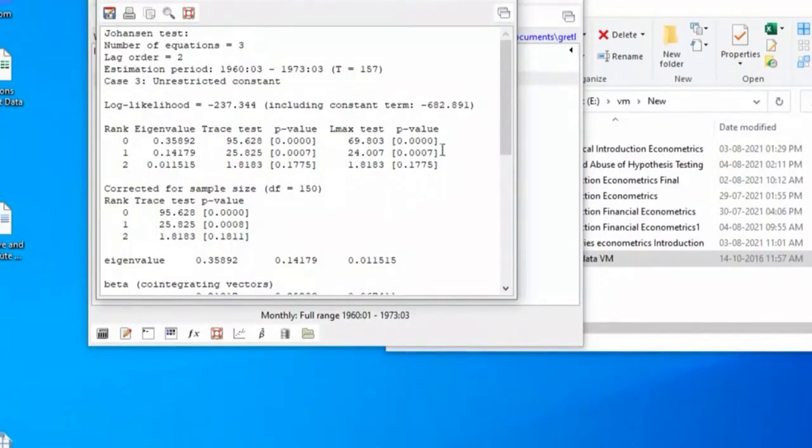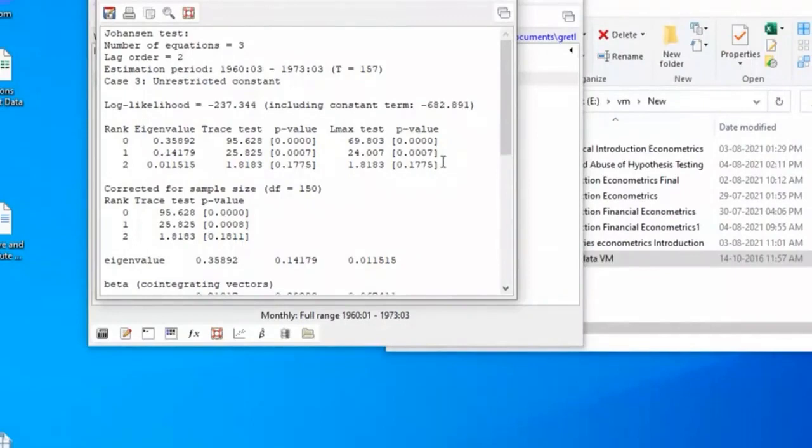So there must be one row that we do not reject. If we have k variables, then there must be at most k minus 1 co-integrating equations, not k co-integrating equations. So that is the case. What is the idea? Is it clear?